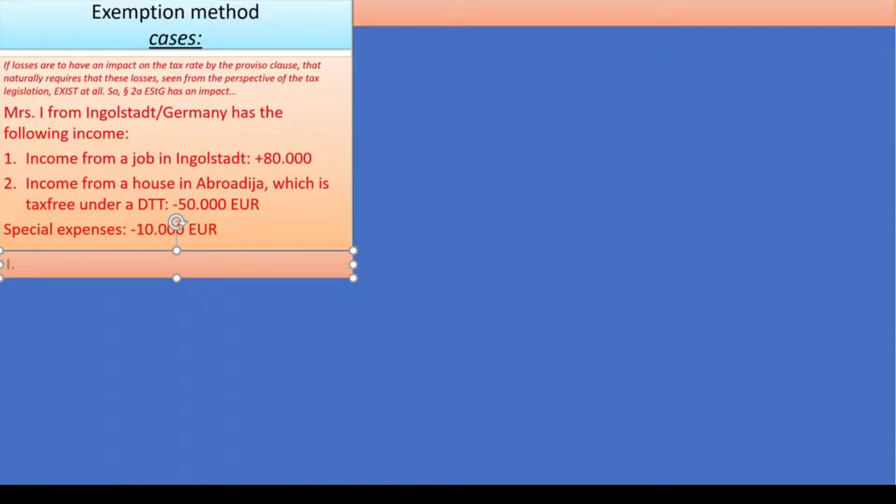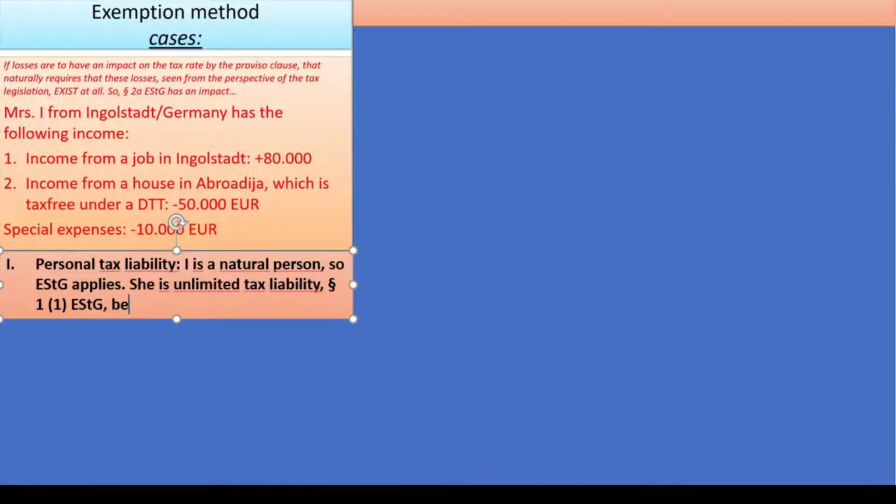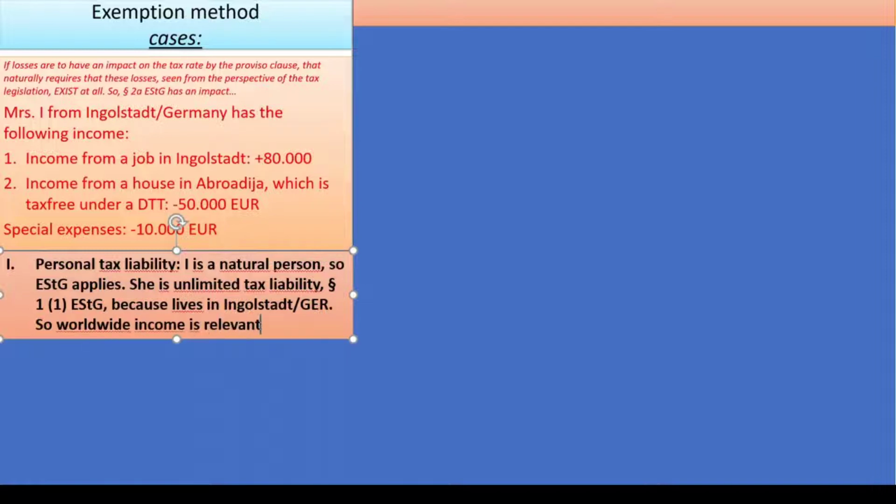Let's begin to think about it. Okay, so let's begin. Personal tax liability. I is a natural person, and so ESTG applies, the Income Tax Act. She is subject to unlimited tax liability, paragraph 1(1) ESTG, because she lives in Ingolstadt in Germany. So worldwide income is relevant for taxation.